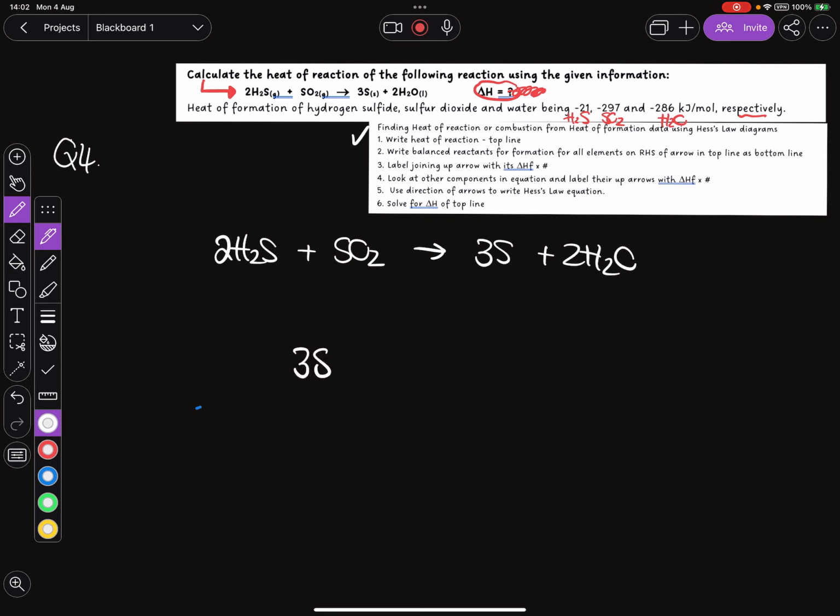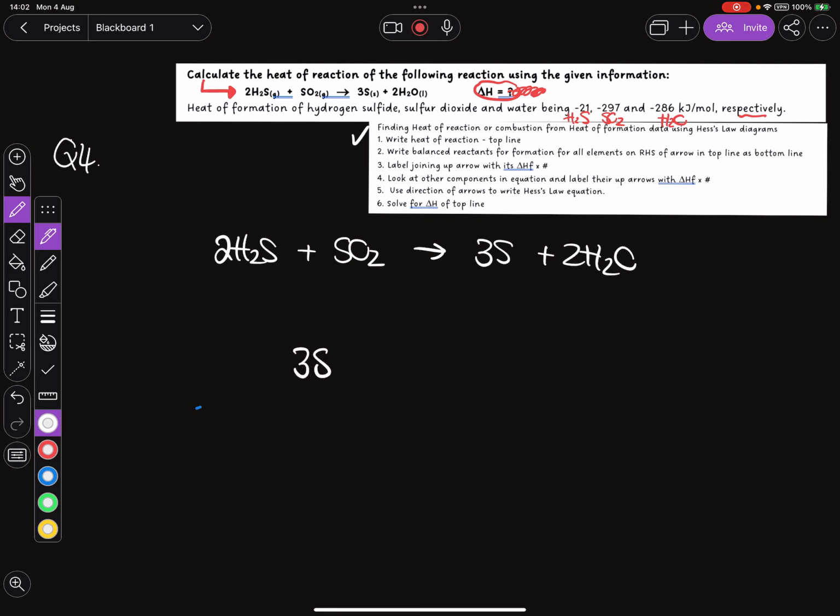So we've done point number 2. So we now label a joining up arrow with its enthalpy of formation and its number. So we're going to start up here with the hydrogen sulfide. So my arrow is going to go up. The heat of formation that we're given in the question is for 1 hydrogen sulfide, but I actually have 2. So I have to go 2 by minus 21.